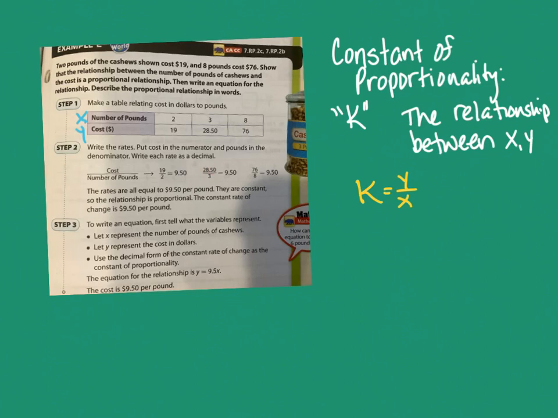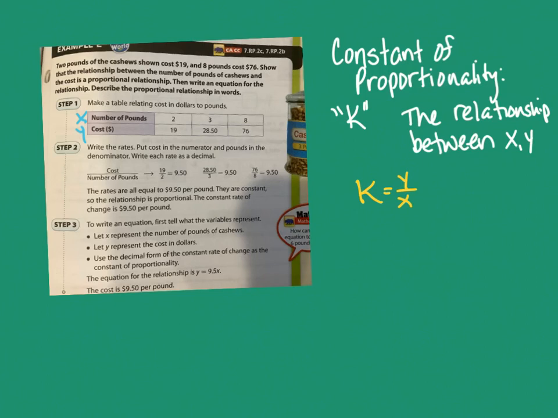$28.50 divided by 3 pounds, and yay, we get $9.50. And if this is constant, then 76 divided by 8, the unit rate will be $9.50 per pound. And so this is all equal to $9.50. They are constant, so the relationship is proportional. Constant rate of change is $9.50 per pound for every pound we get.